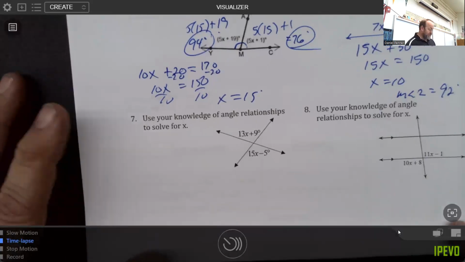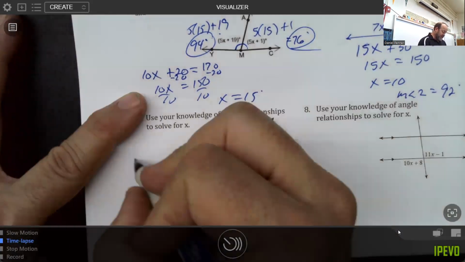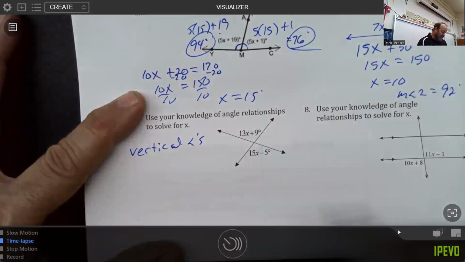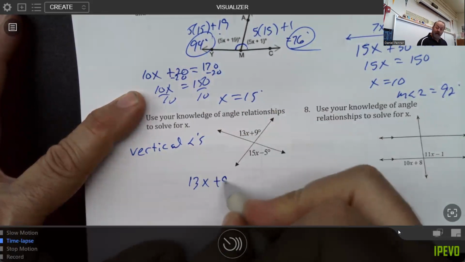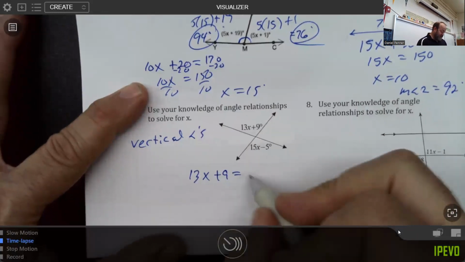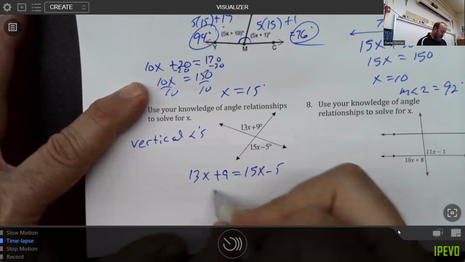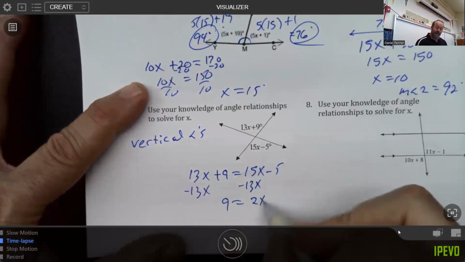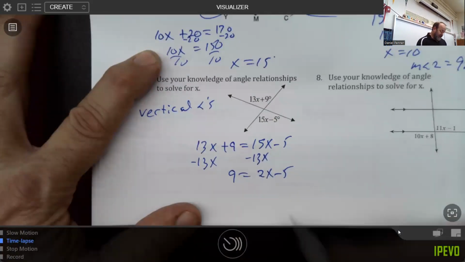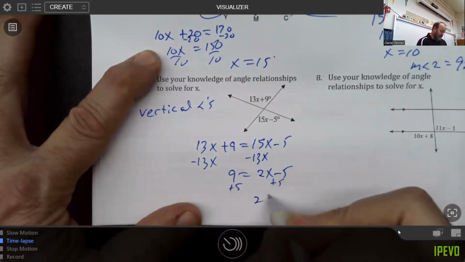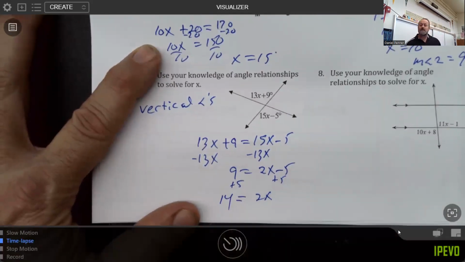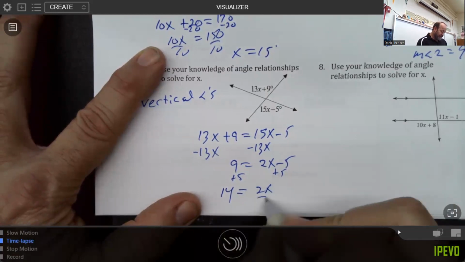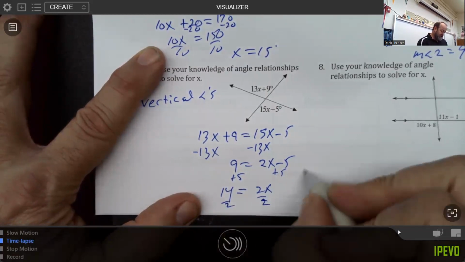Okay, cruising down to the bottom two, these were called vertical angles. One thing we need to remember is that vertical angles are, in fact, congruent. So I could take 13x plus 9 and set that equal to 15x minus 5. Let's go ahead and subtract 13x. There's a lot of little algebra problems in here. We'll add 5 to both sides. I've noticed that some of you are struggling with just the algebra pieces that go on here. And then, of course, if we divide both sides by 2, we get x equals 7.